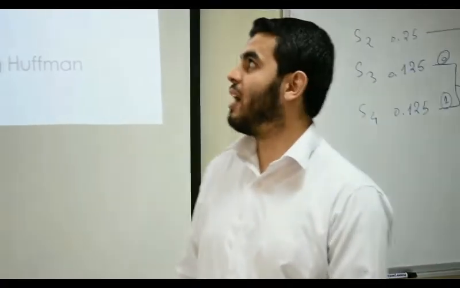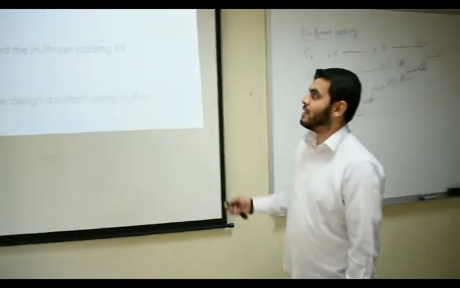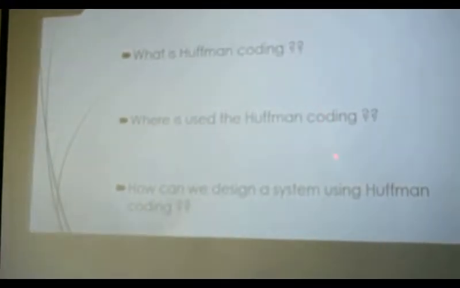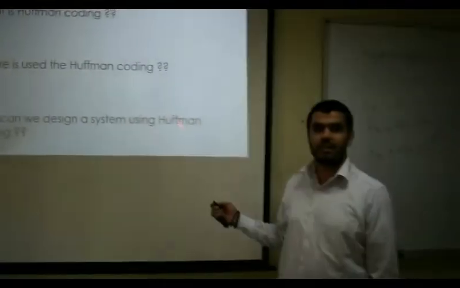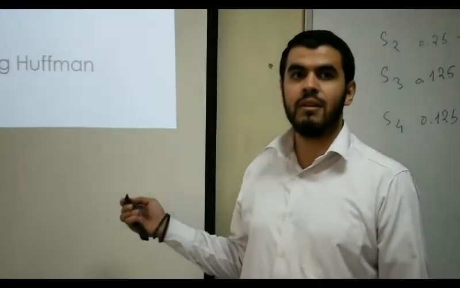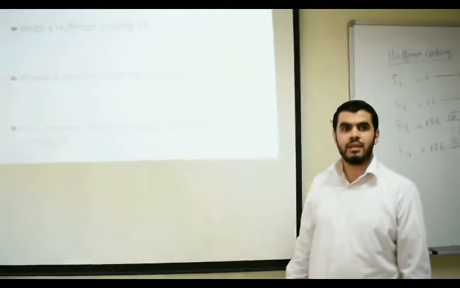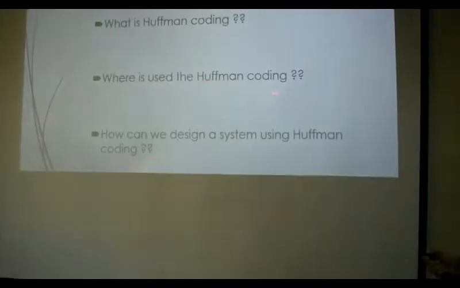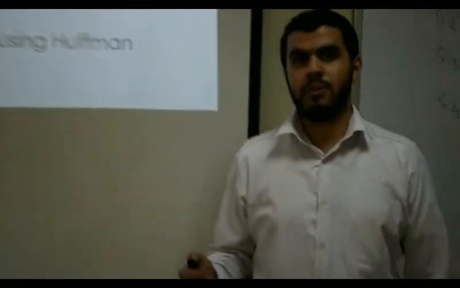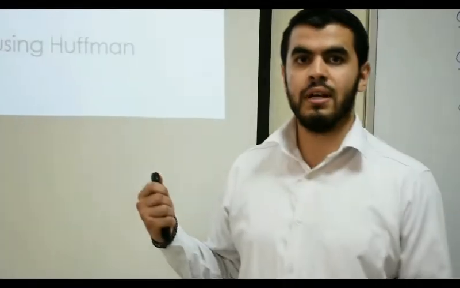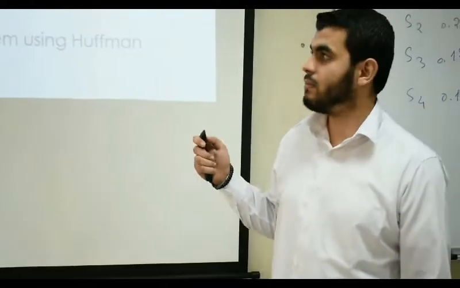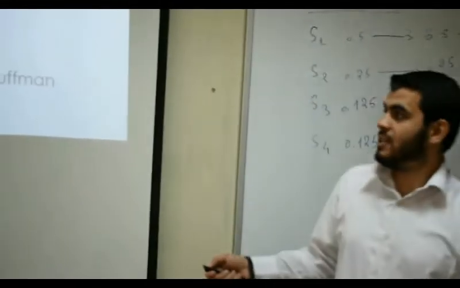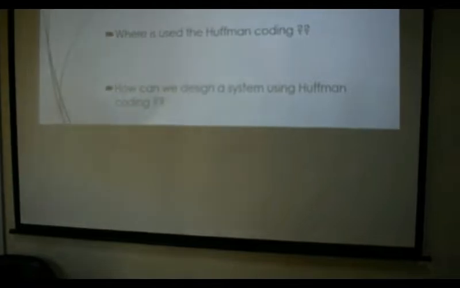I will present for you Huffman coding. First, what is Huffman coding? Huffman coding is a simple and systematic way to design a good variable length code given the probability of the symbols. Where is Huffman coding used? We can use Huffman coding in compression of images like JPEG or video compression like MPEG. So, how can we design a system using Huffman coding? We will explain this point through an example.